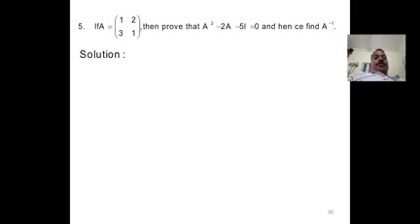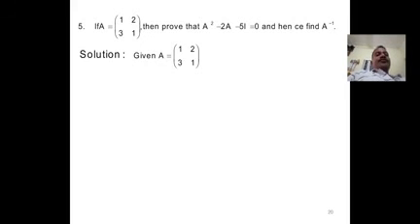Now the next problem: if A is equal to 1 2 3 1, then prove that A square minus 2A minus 5I equal to 0, and also find A inverse. With the help of this you can find the A inverse. Given that A is equal to 1 2 3 1.